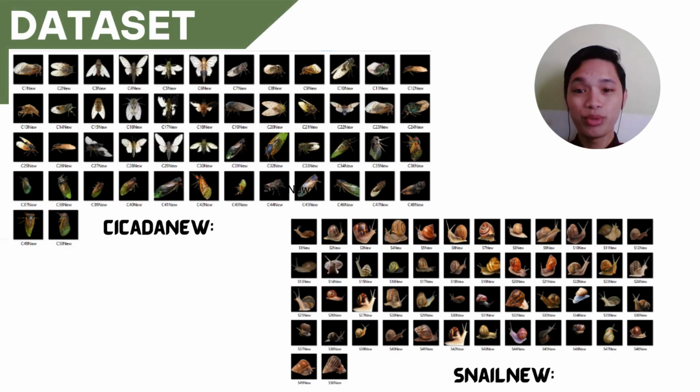For the dataset, the input data consists of two types of insects, cicada and snail. Our dataset has a total of 100 images and it is divided into 50 images of each type. We use 80% for the training and 20% for the testing, which means 40 images for each type are used for the training and 10 images for each type are used for the testing. We did pre-processing to the images such as labeling, removing the background, and resizing. For the cicada dataset, the images are labeled from C1 new to C50 new, while the snail dataset is labeled from S1 new to S50 new.